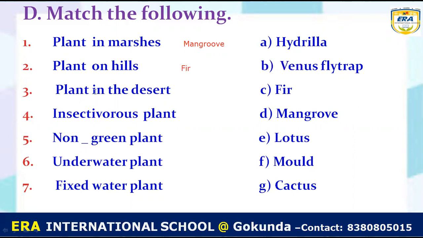Okay, and the next point: plant in the deserts. Tell me the plant that grows in the desert. That is cactus. So write down the answer here: cactus. Okay, next, insectivorous plant. Name the insectivorous plant: Venus flytrap. So write down here, Venus flytrap. Understand? Non-green plant. You know that it is a plant which does not look green. The answer is, look carefully, mold. So mold is a part-like structure of the mushroom, so it is also a non-green plant.